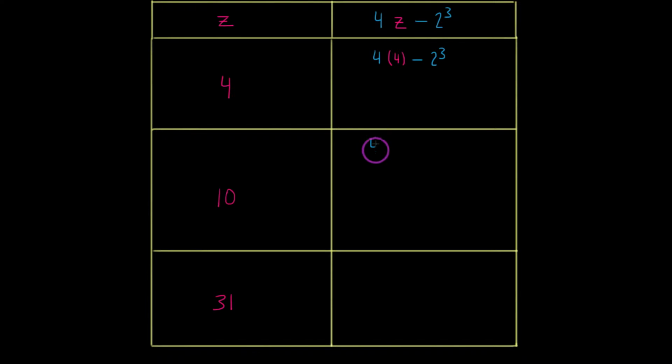So I have 4 times 10, so 4 times 10, and now I'll close the parentheses, and let's subtract 2 to the third power. So in this last one we have 4 times 31 minus 2 to the third power.